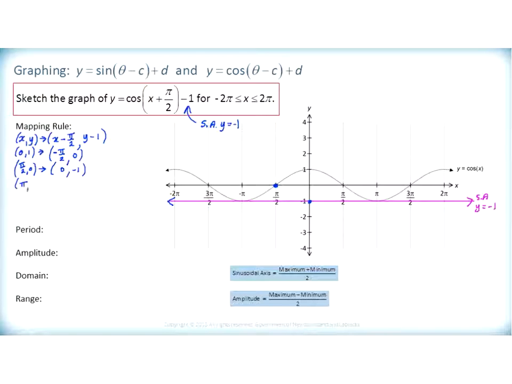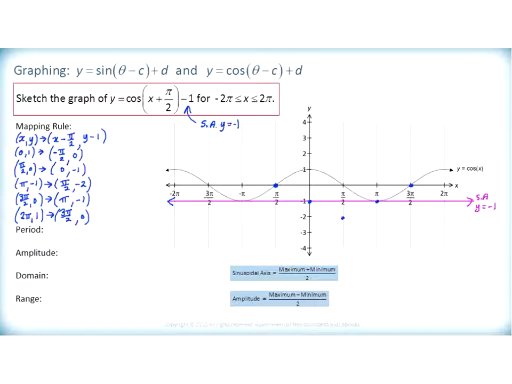Then you had the point pi and negative 1, which will get mapped onto pi minus pi over 2, which is pi over 2, and minus 1, which is a negative 2. So pi over 2 and negative 2 will be on the new graph. Then you have 3 pi over 2 and 0, which will get mapped onto 2 pi over 2, which is just pi and negative 1. And then finally, your last point was normally at 2 pi and 1, which will now get mapped onto 3 pi over 2 and 0.